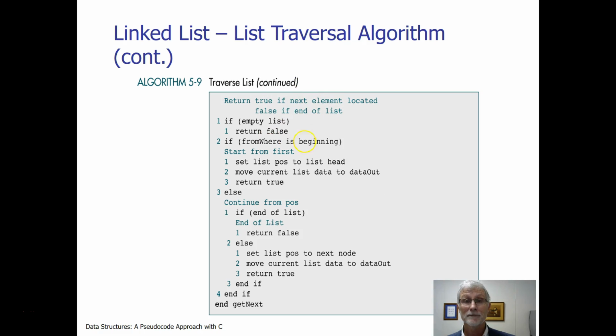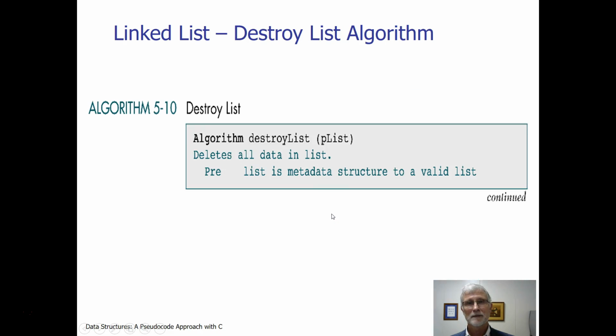Now, I got to check from where: is it the beginning? So am I starting from the first? Then I'm setting my position to the start of the head, and then I'm going to move current list to the top. Now, if it's not, I'm going to continue from that position to the end of the list. So get and move the data in. So not too complicated.